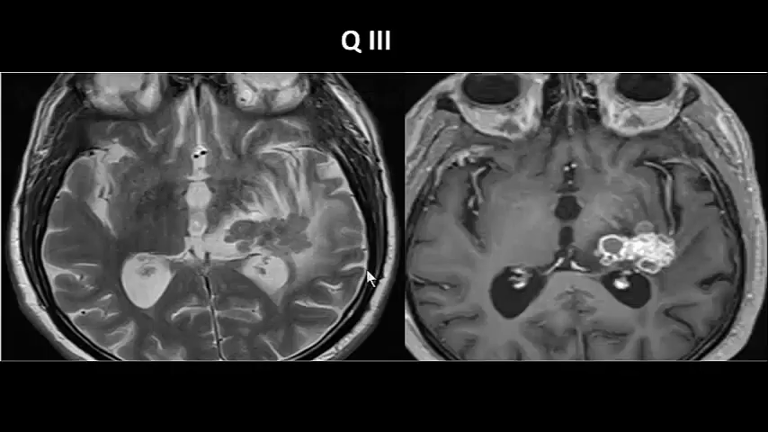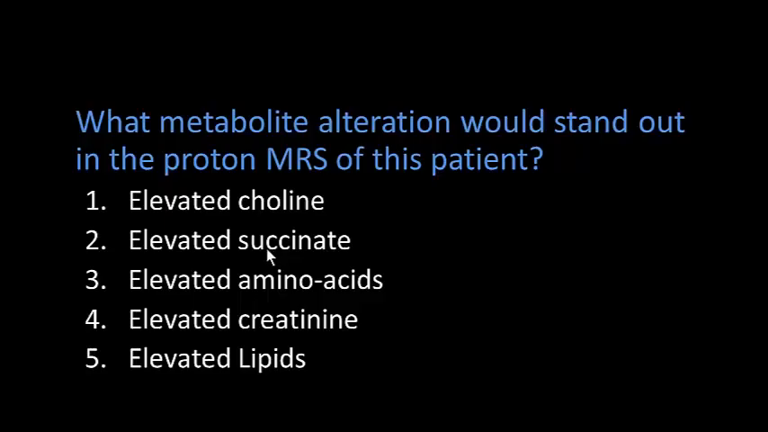Another question that I'm putting up: look at these lesions, the T2 based image and then the contrast enhanced MR. Now here the question is, what metabolic alteration would stand out in the proton MR spectroscopy of these patients? Elevated choline, succinate, amino acid, creatine, or lipid.